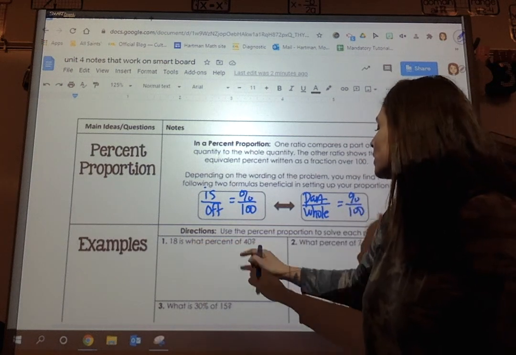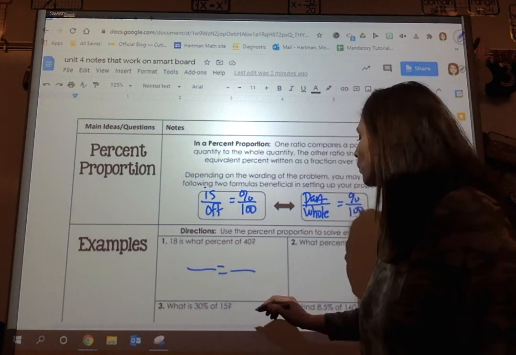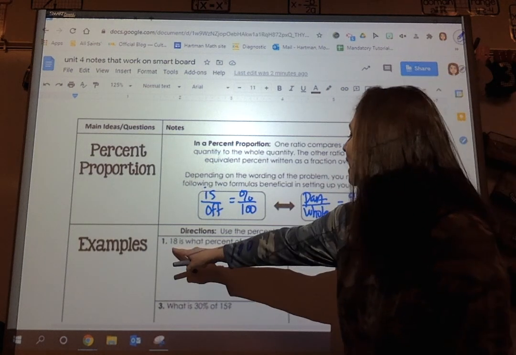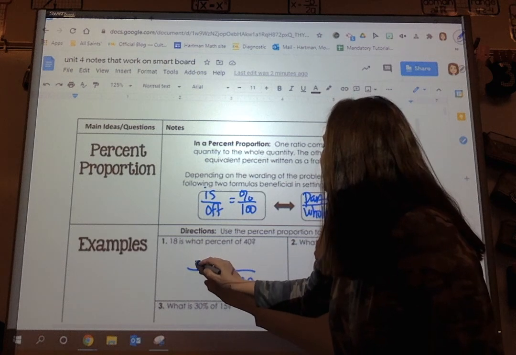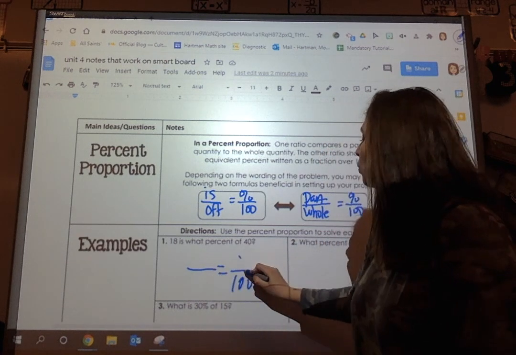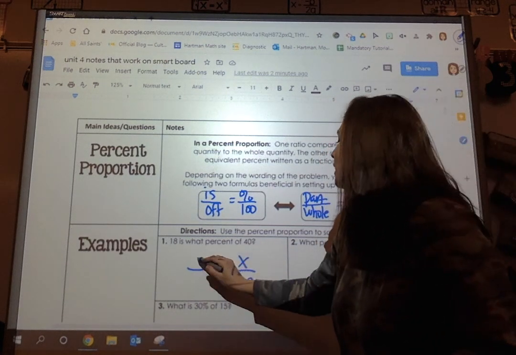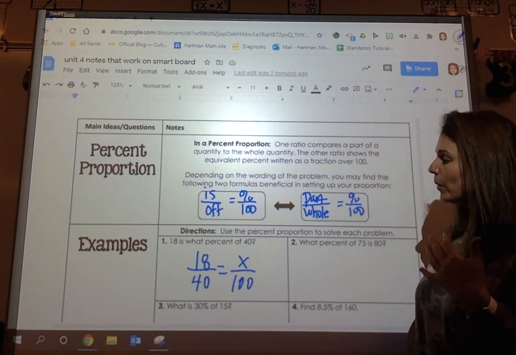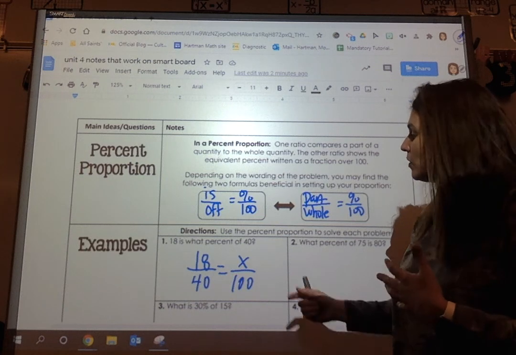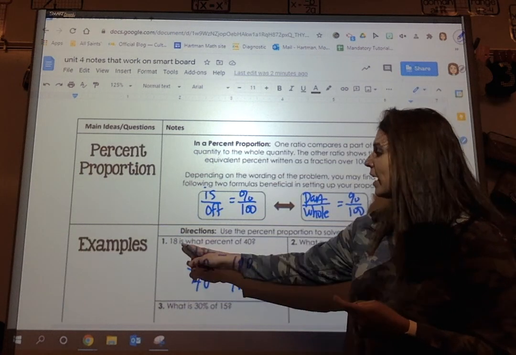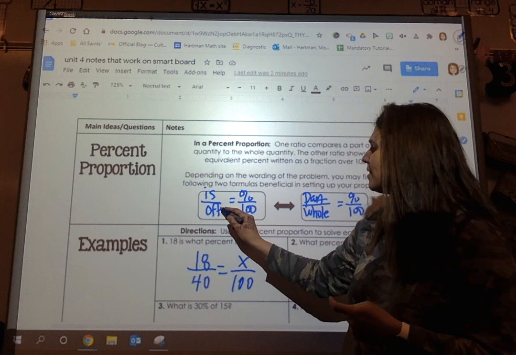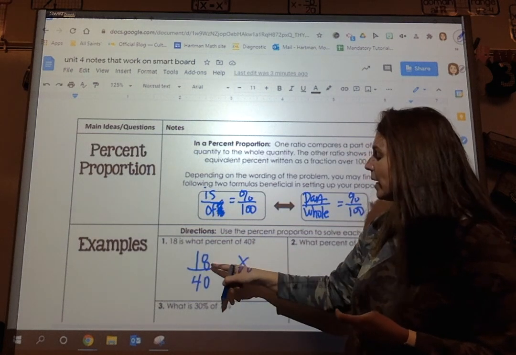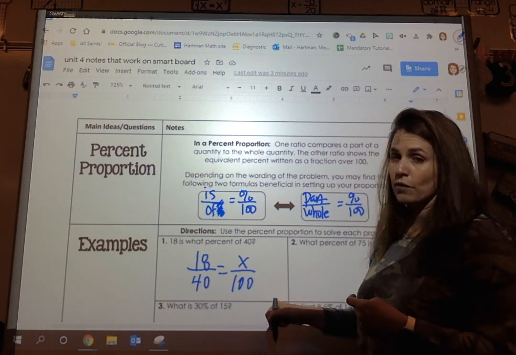18 is what percent of 40? So first of all, I'm going to make my proportion. This one is always going to be over 100. And it says 18 is what percent, so we're looking for the percent. So 18 of 40. Now that we have my proportion set up, does everybody see what I have there? 18 is, 40 is of. So 18 over 40 equals percent over 100.